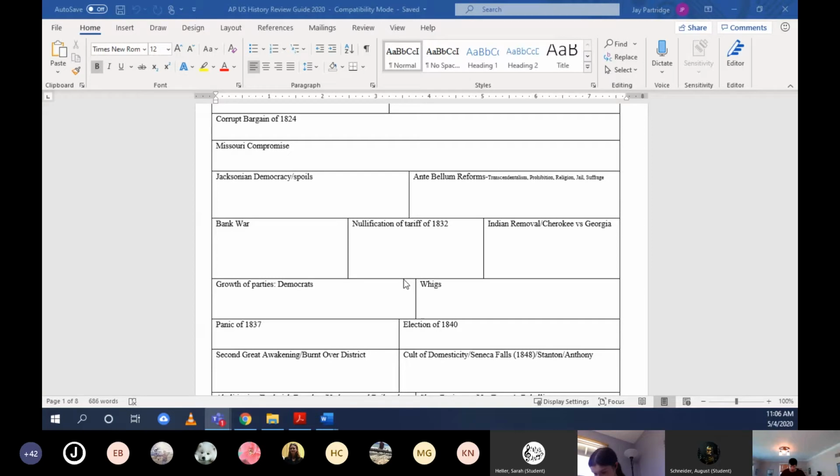So speculation. What happened was prices went up, people borrowed money to speculate. We've talked a lot about speculation, so I think you understand that. So speculation in land and railroads. And land prices went up much more than the value of land, and then the bubble burst in 1837. But there are two other big things that went along with this.